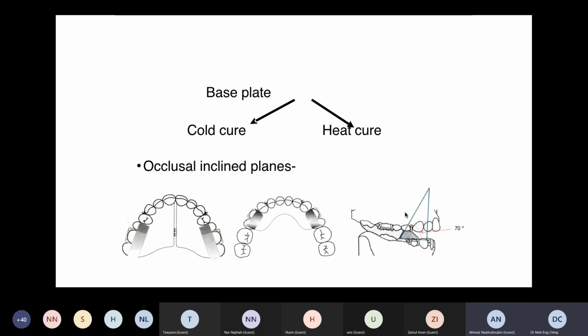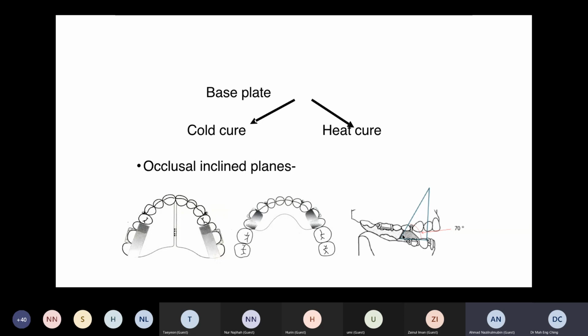So the base plate again, we have two, cold-cure and heat-cure, we talked about this. Then the occlusal inclined plane, this one is the most important component. So without this block, this appliance is nothing. So you have to pay attention to this block design.